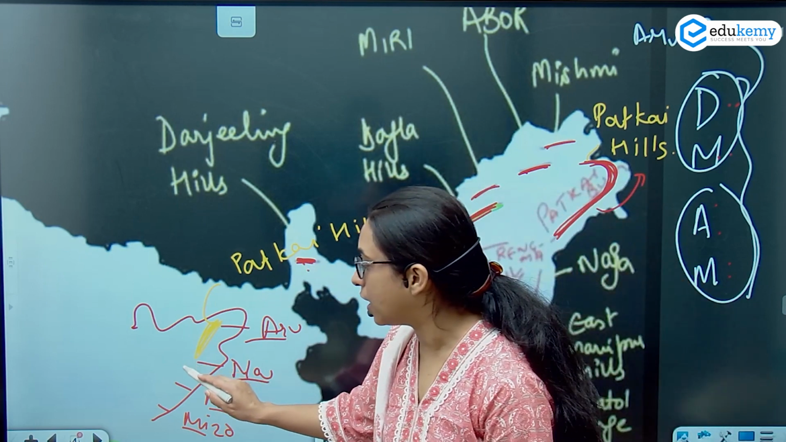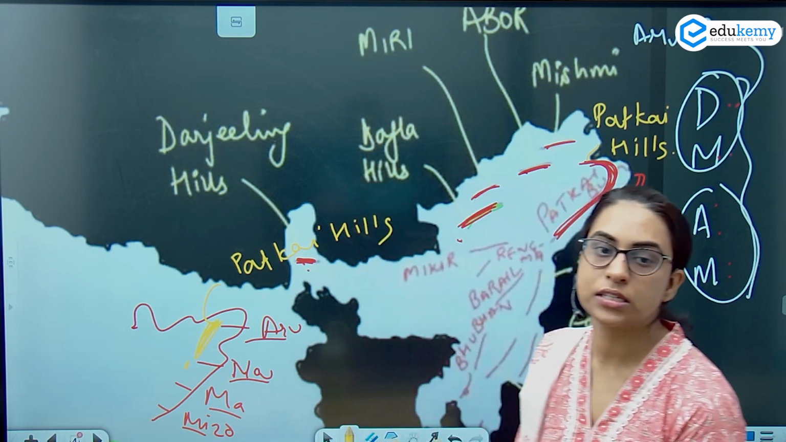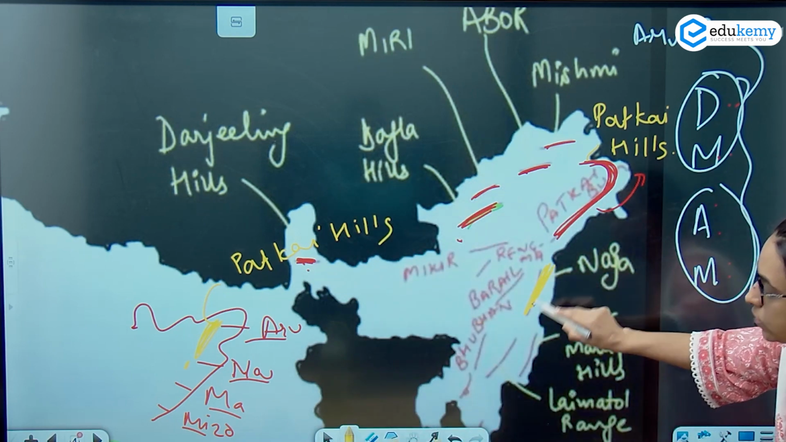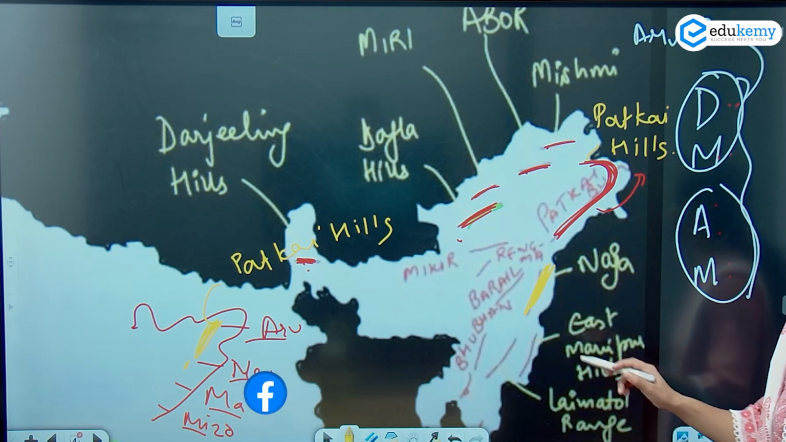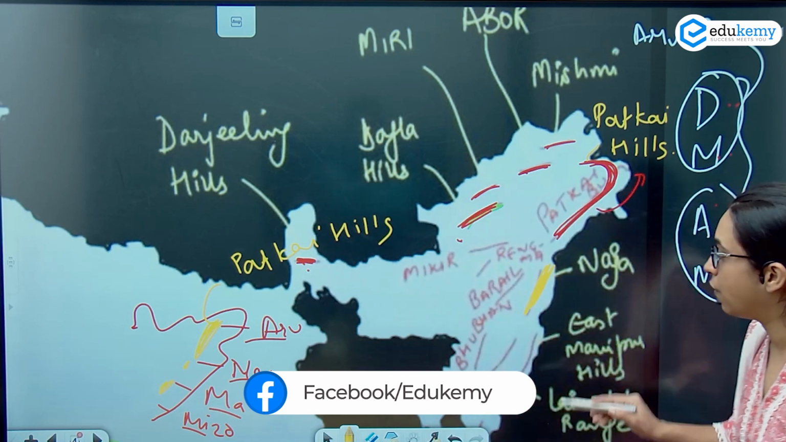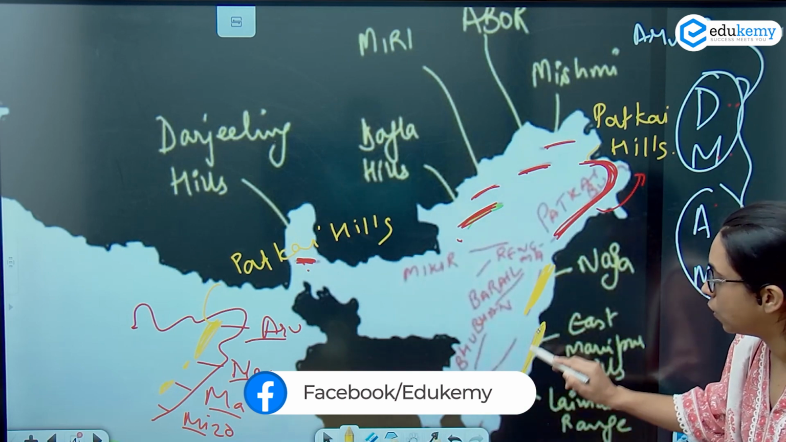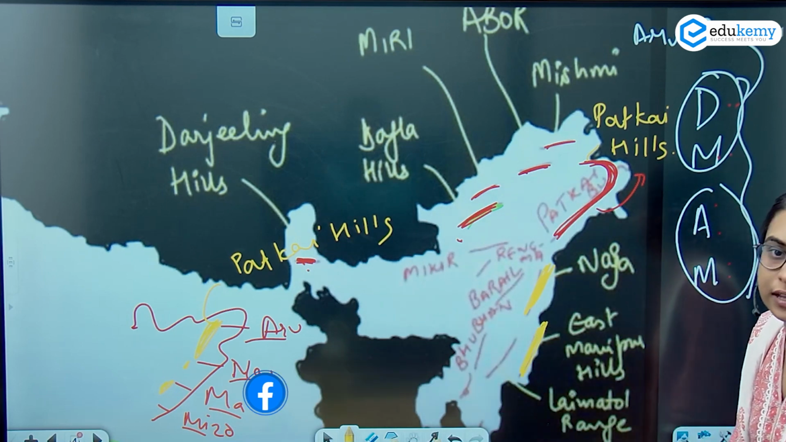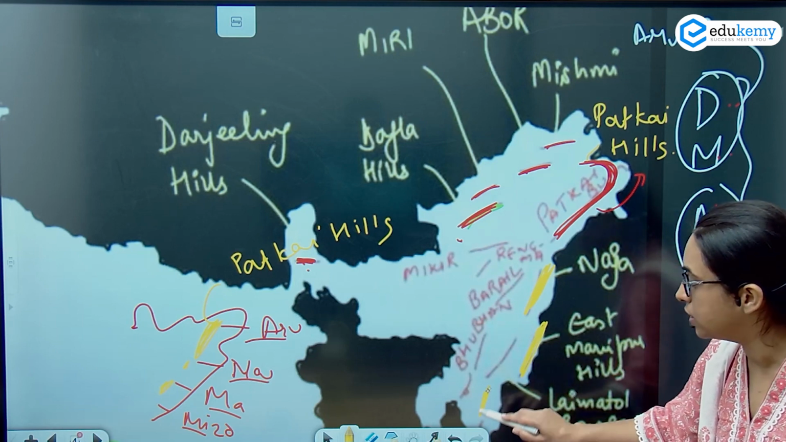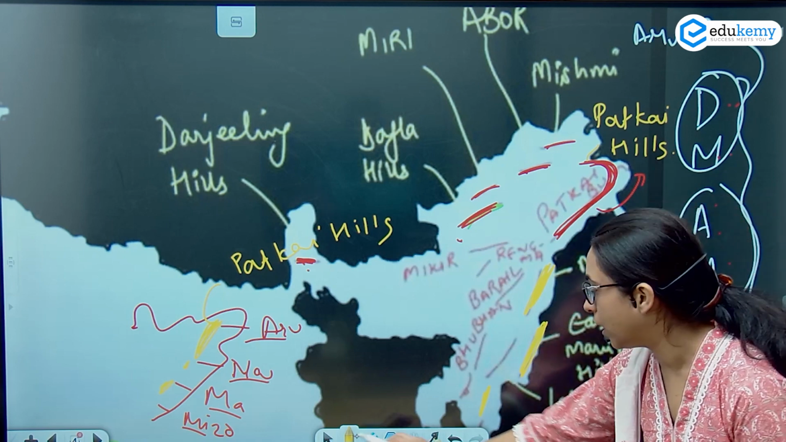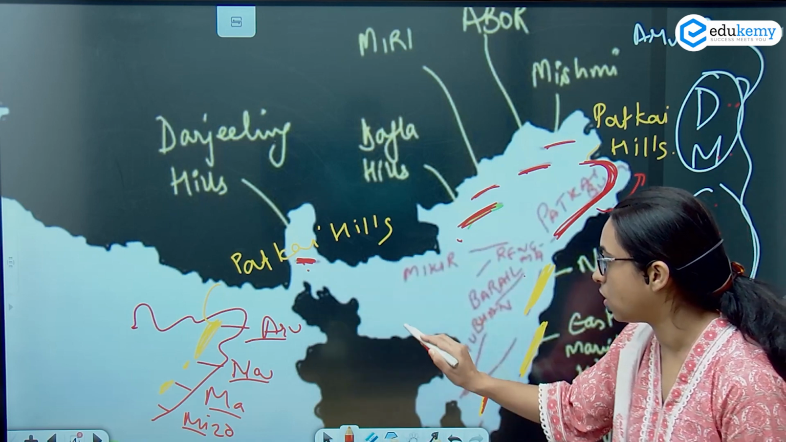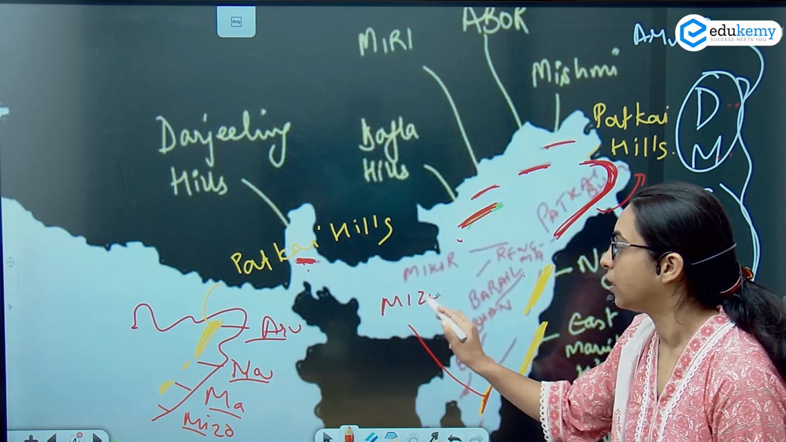In Nagaland you have another hill, which is the Naga Hills. Then we have Manipur. In Manipur we have the Manipuri Hills. And in Mizoram we have the Mizo Hills. So this is your Mizo Hills.